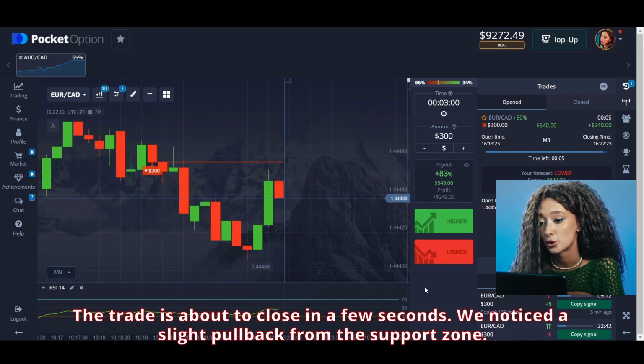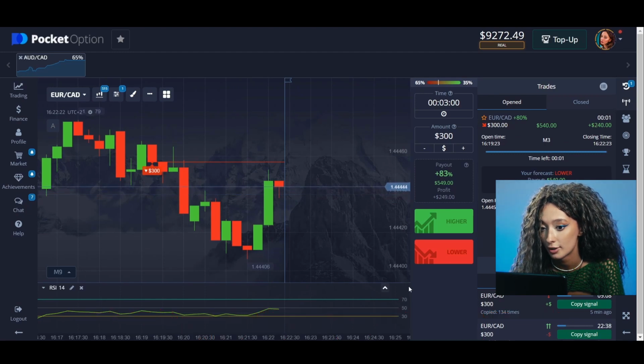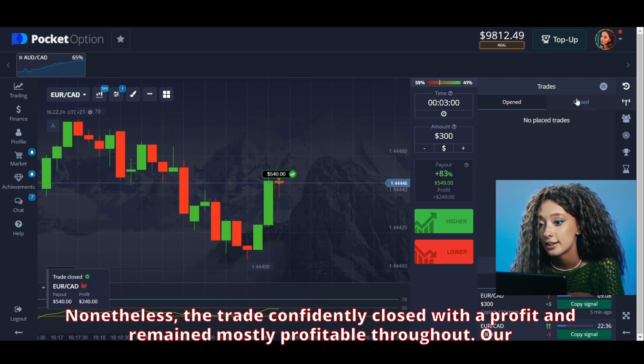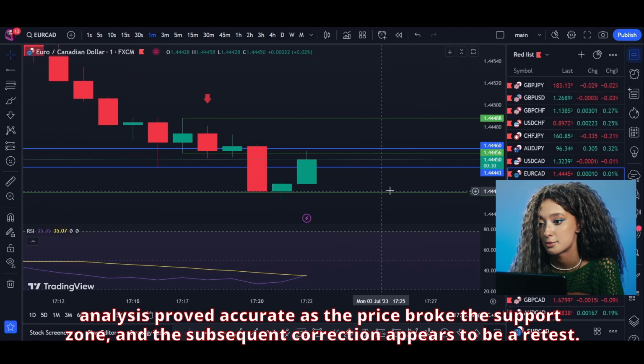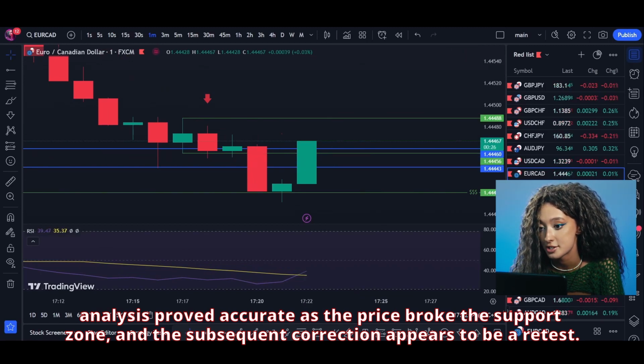The trade is about to close in a few seconds, and it had a slight pullback from the support zone. Nonetheless, the trade confidently closed with a profit and remained mostly profitable throughout. Our analysis proved accurate: the price broke the support zone, and the subsequent correction upwards turned out to be a retest.